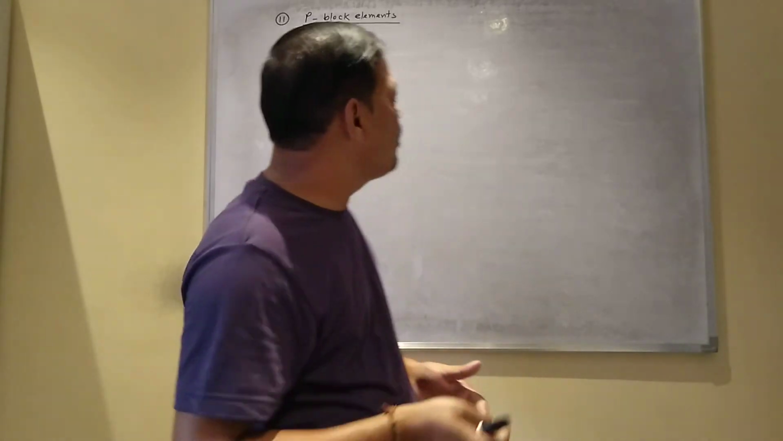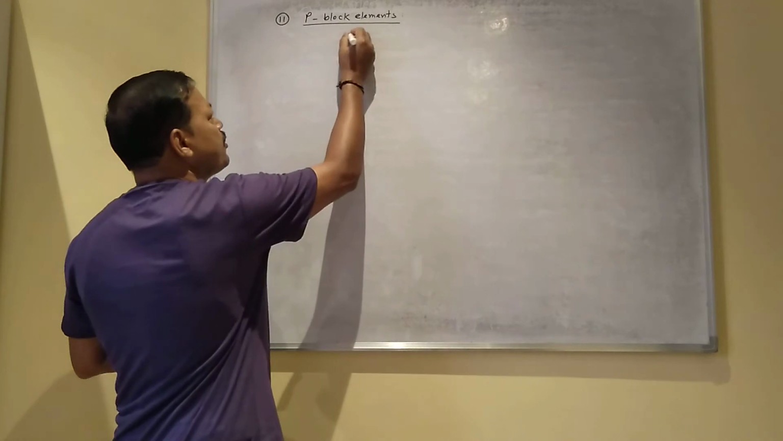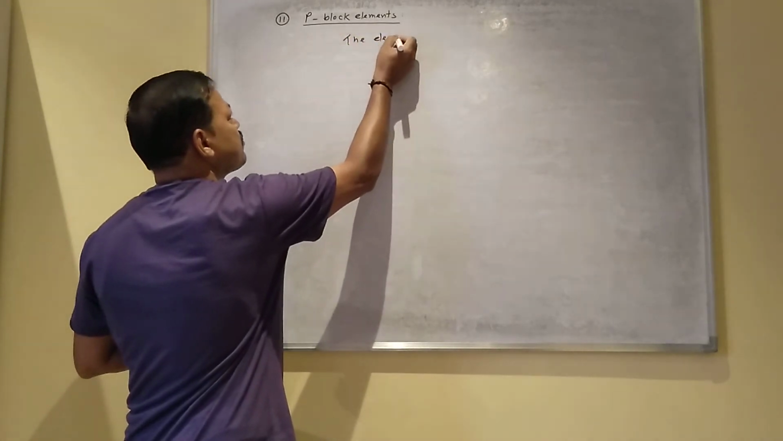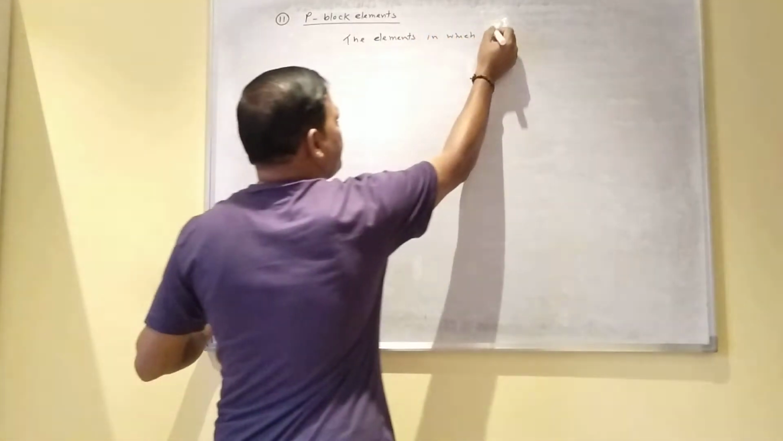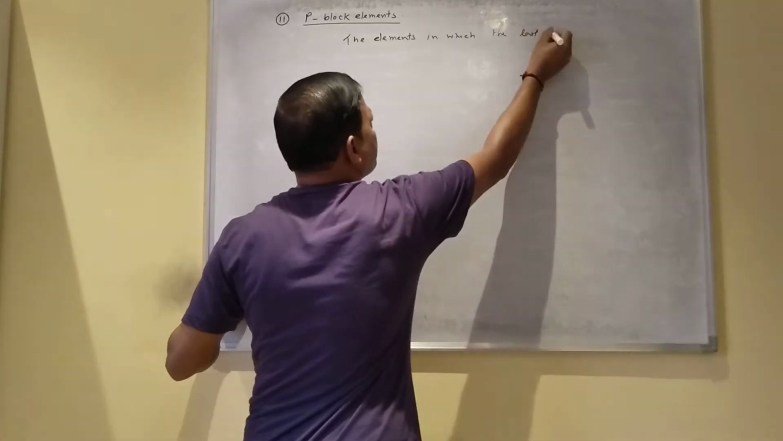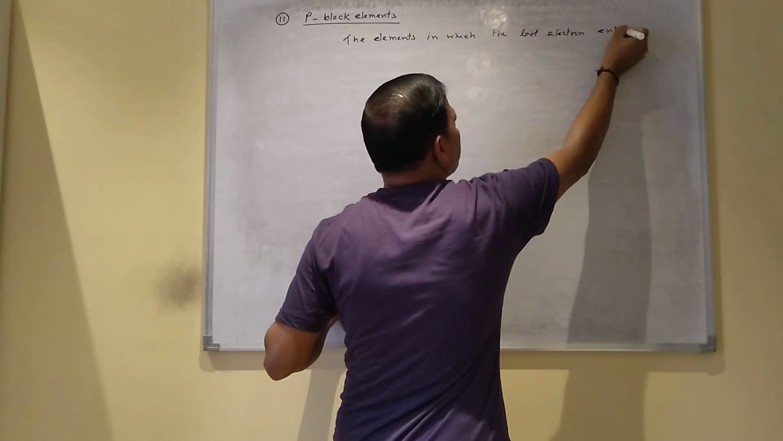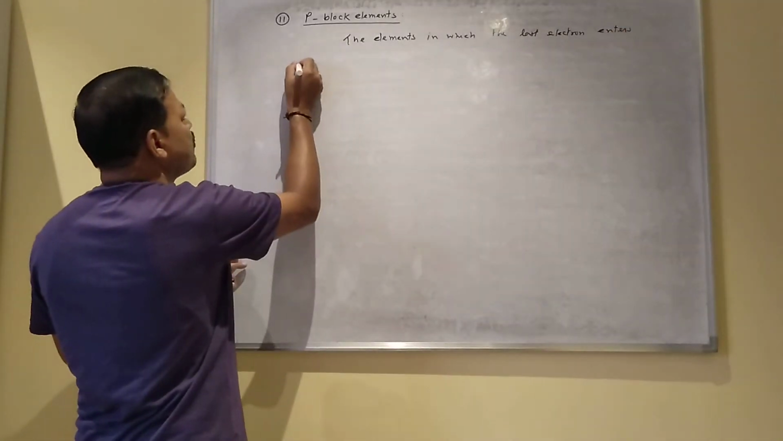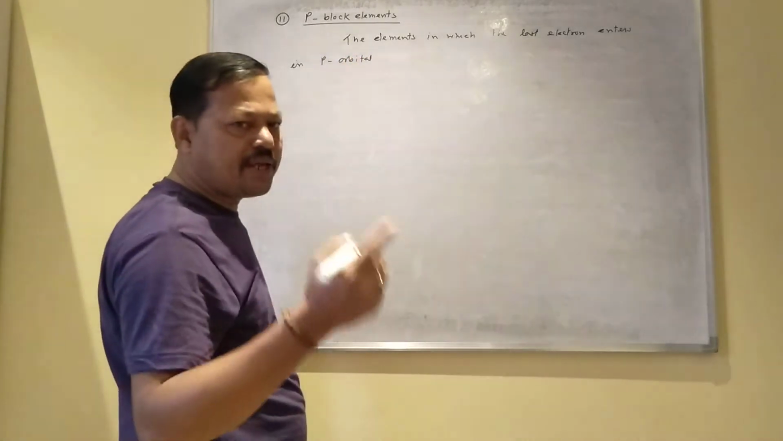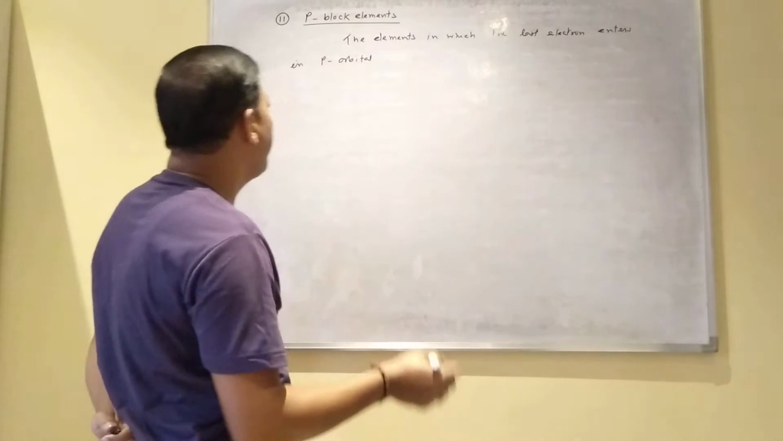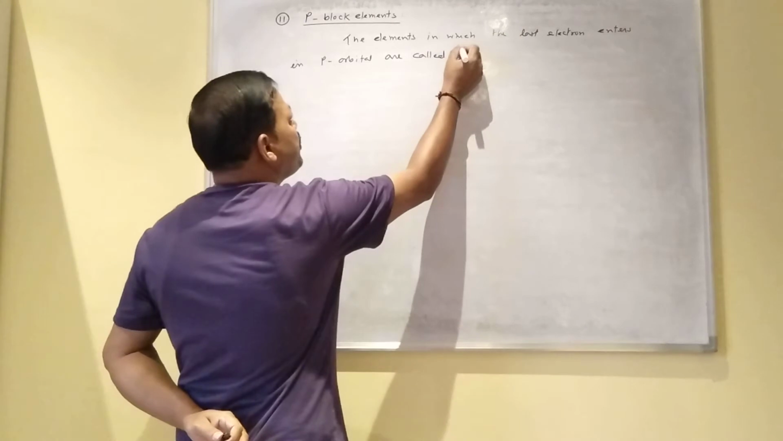Now the second one, which is called P block elements. P block elements means the elements in which the last electron enters the p orbital. P orbital means it may be px, it may be py, it may be pz. Elements whose last electron enters the p orbital are called P block elements.